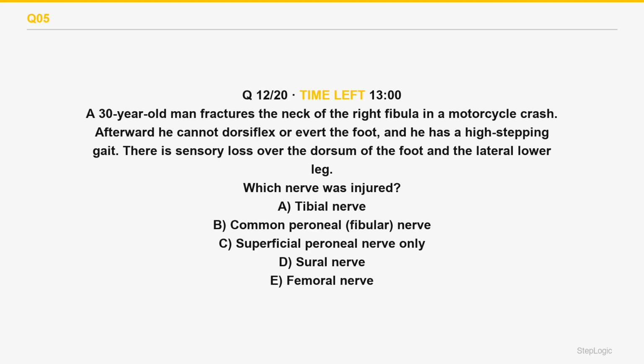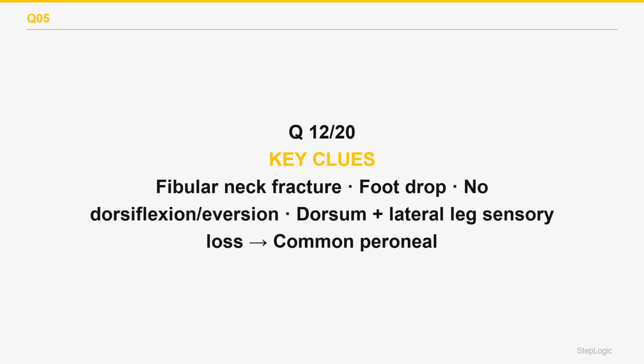Read the command: which nerve was injured? Fibular neck fracture, foot drop, loss of dorsiflexion and eversion, high stepping gait, sensory loss over the dorsum of the foot and lateral leg: common peroneal nerve. The common peroneal (fibular) nerve wraps around the neck of the fibula where it is very superficial and easily injured by a fracture, a tight cast, or prolonged leg crossing.